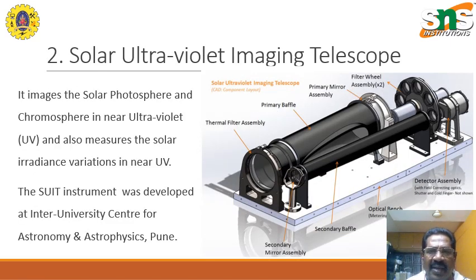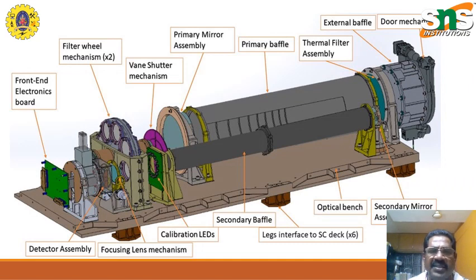The Solar Ultraviolet Imaging Telescope. It images the solar photosphere and the chromosphere in near ultraviolet, or UV, and also measures the solar irradiance variations in near ultraviolet. This instrument, called SUIT, was developed at the Inter-University Centre for Astronomy and Astrophysics, Pune. This is a larger picture where you see the telescope being shown with various parts.